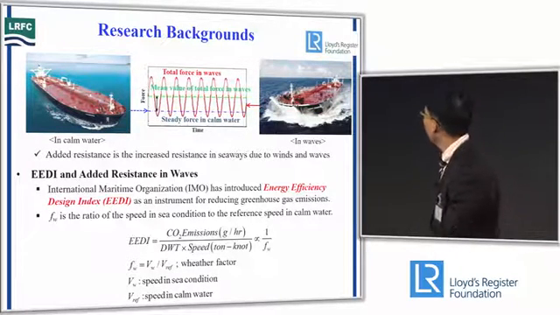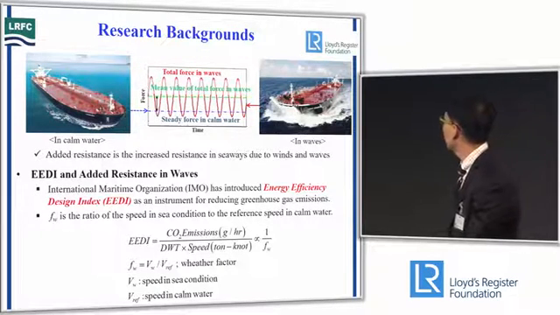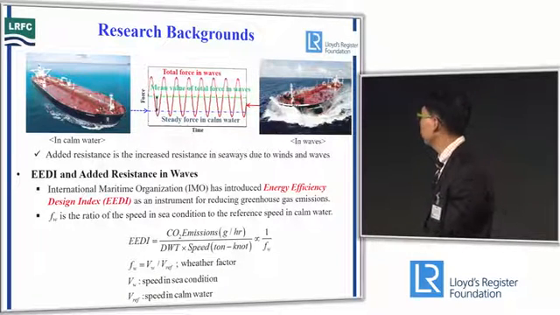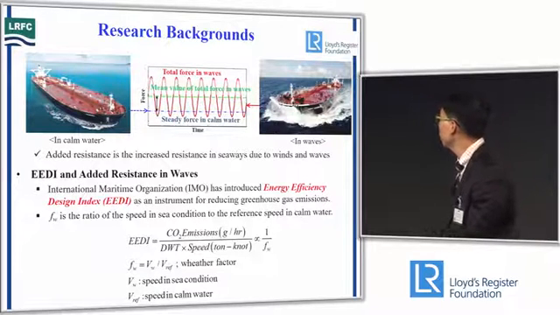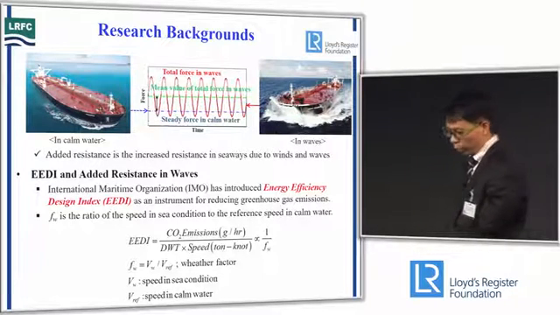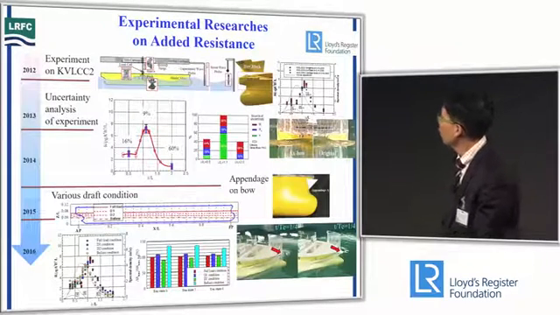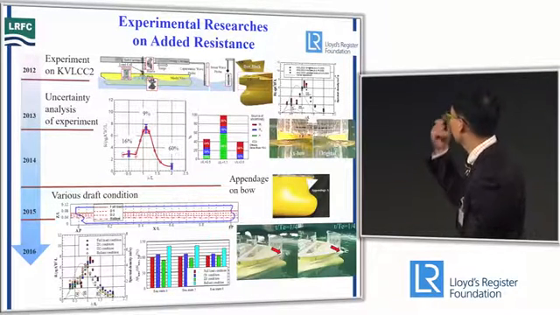Recently, IMO has introduced the EEDI regulation to reduce greenhouse gas emissions. We can get EEDI using this formulation here. Weather factor is an important parameter. Weather factor is the ratio of ship speed in sea condition to reference speed in calm water. In the computation of weather factor, added resistance is an important parameter. In this slide, I will show the experimental research on added resistance in time order.